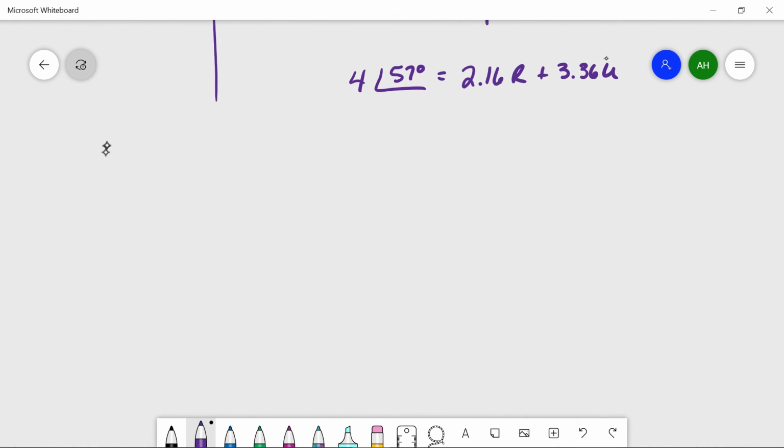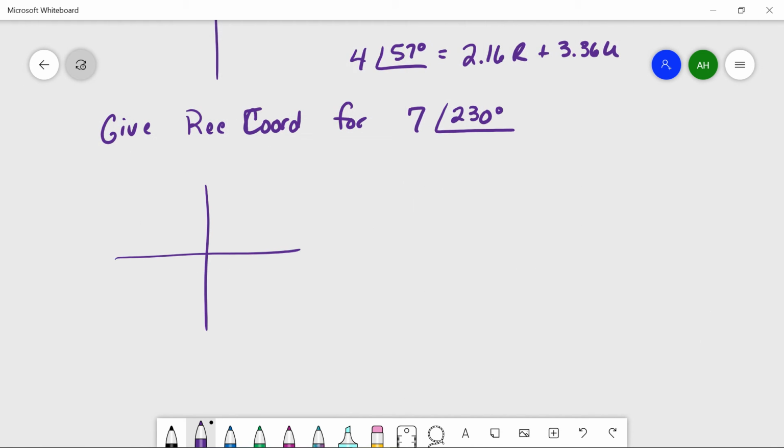All right, let's look at one more. Give the rectangular form coordinate for 7 at 230 degrees. All right, drawing myself a little picture. I'm going to have this over here. I know that this is 7. All right, 230. I've got this 230. I need to subtract that 180 to begin with, right? Okay, so I'm finding there that this right here is 50 degrees.